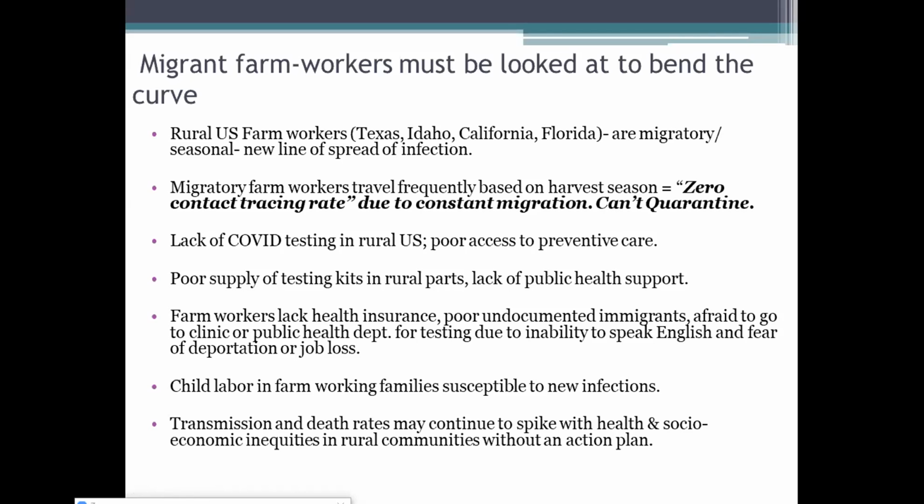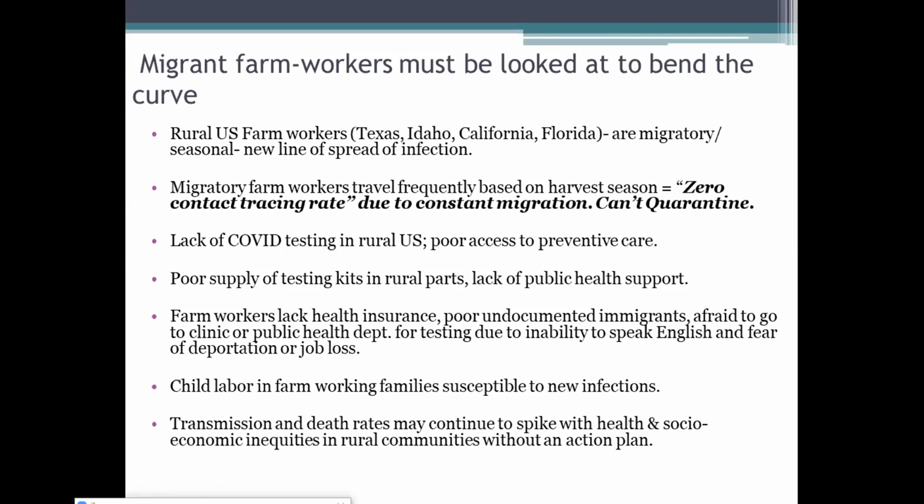Child labor is huge in farm working communities in the US, and when those children work with the parents who are infected, they are also getting exposed to new infections. So all in all, the transmission rates and death rates are increasing. There's a huge spike since June in rural farm working communities.